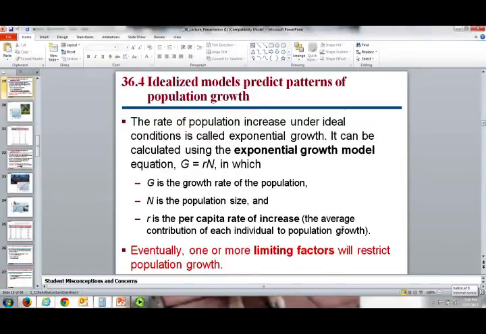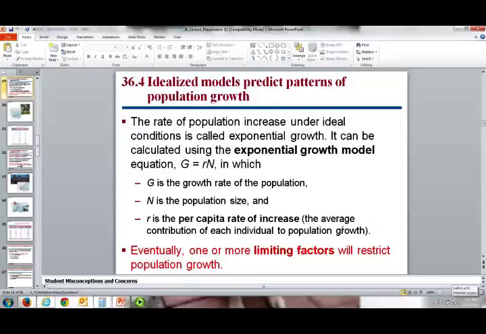Another thing we look at is the rate of population increase or decrease. The increase under ideal conditions is called exponential growth, and it can be calculated using the exponential growth model. There's an equation used to represent this, where G is the growth rate of the population, N is the population size, and R is the rate per capita of increase. So the equation is G equals R times N. You want to think of this as an equation to explain the relationship. You're not actually going to be doing any of these calculations in class.